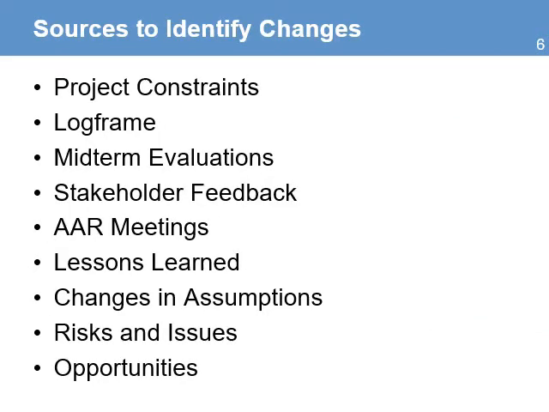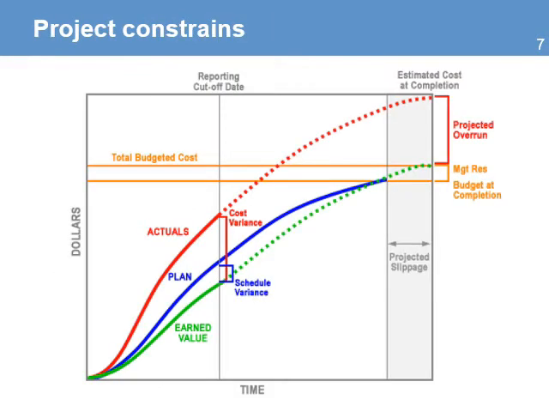Sources to identify changes come from the following: changes caused on the project constraints, changes in the log frame, midterm evaluations, feedback from stakeholders, the after-action review meetings, lessons learned captured in each cycle, changes in assumptions, changes caused by risks and issues, and opportunities identified by the project team.